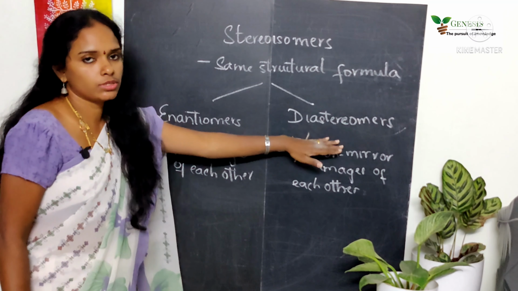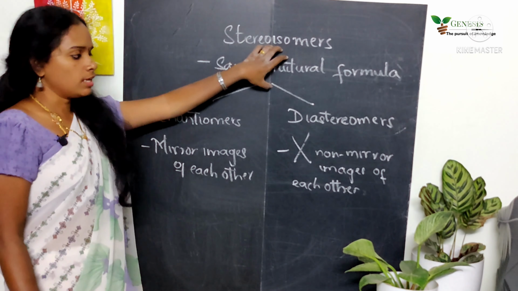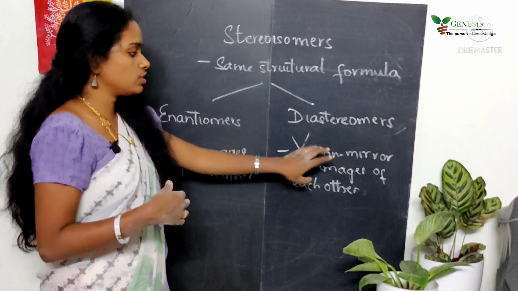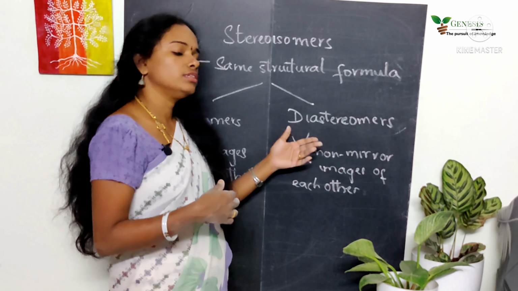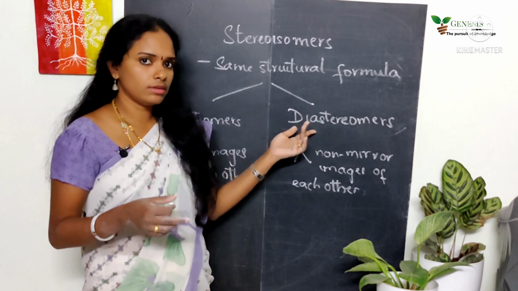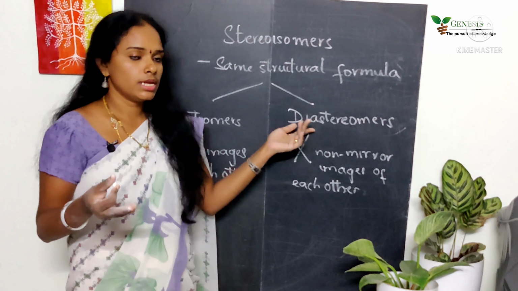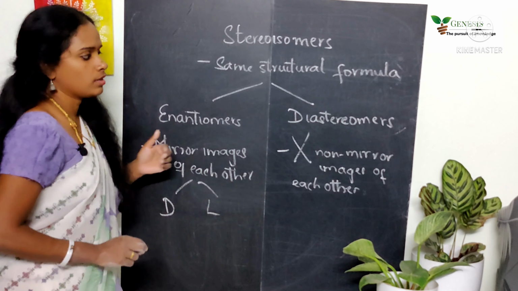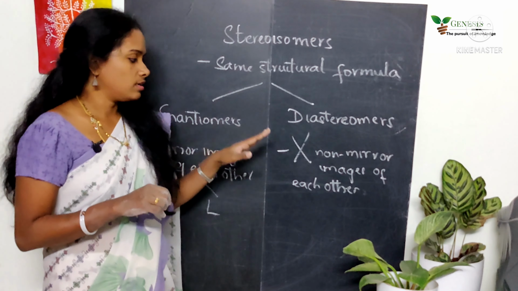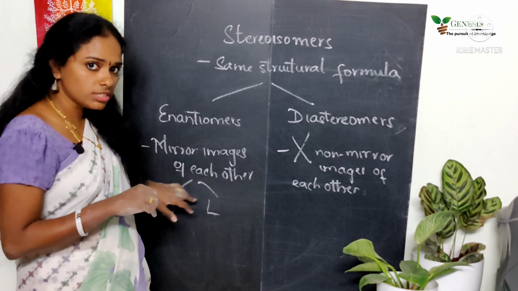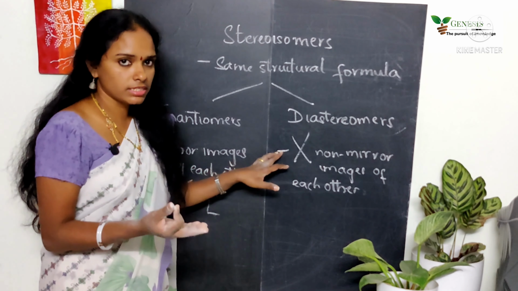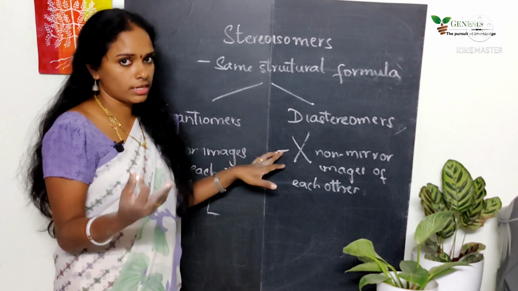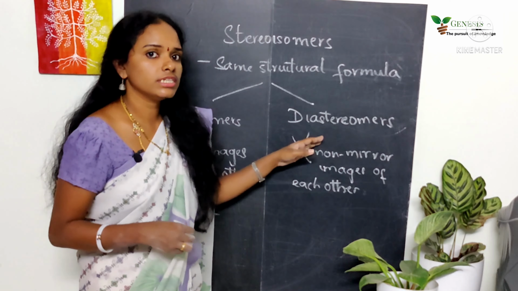So we can simply define diastereomers as the stereoisomers which are not enantiomers, or the stereoisomers which are not mirror images of each other. Both of them will have the same structural formula but differ in their configuration. But enantiomers will be mirror images. Those are D form and L form. But for diastereomers, it is not about D and L forms. Except these forms, if the remaining compounds have the same structural formula but differ in their configuration, that is their arrangement, those will be nothing but diastereomers.